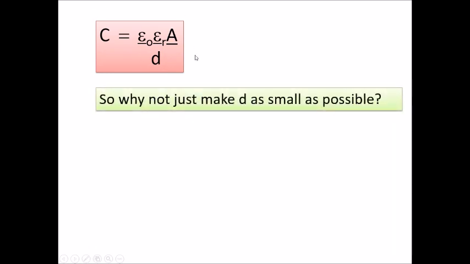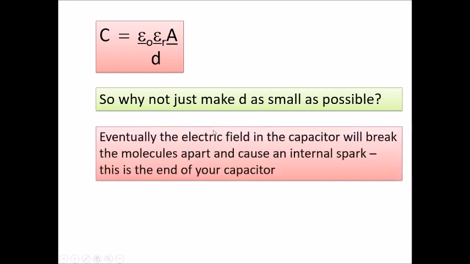Now if you look at this formula, you might think, well, I've got to make A bigger and bigger to get a bigger capacitance, but why don't I just make D smaller and smaller? If I could make D incredibly small, then I could end up with a huge capacitance without having a big area. But of course you run into a problem: eventually the electric field across the capacitor becomes so big that you break down the molecules and get a spark. As soon as charge flows through a capacitor, it's no longer acting as a capacitor, and it's not going to store any charge.